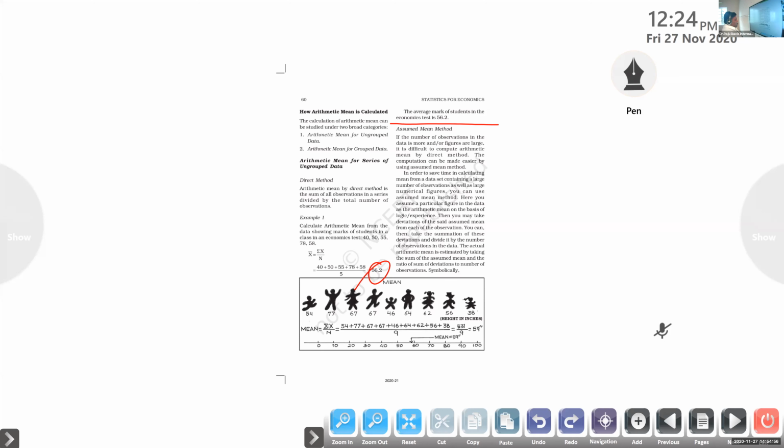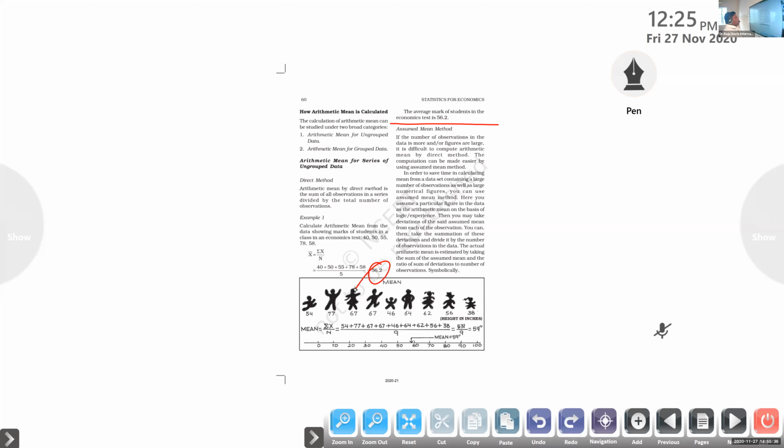Assumed mean method. Another method. If the number of observations in the data is more, or the figures are large, it is difficult to compute the arithmetic mean by the direct method. When the number of data points is large and the digits are too big, it is impossible to find the arithmetic mean by the direct method. So at that time we want to use a different method.